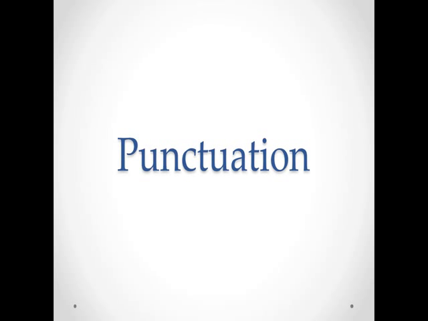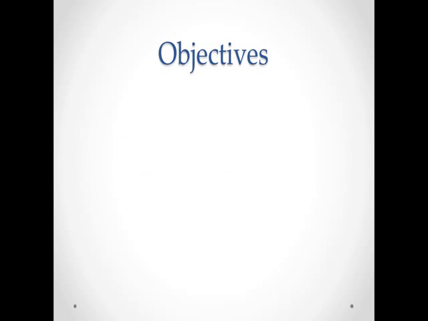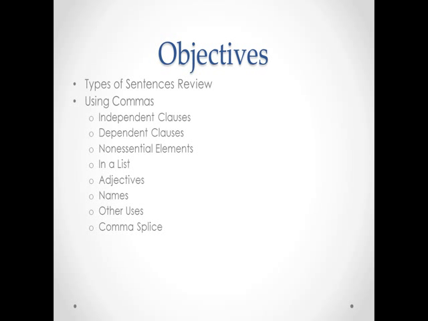Today we're going to talk about punctuation. So we're going to start with talking about sentence structure. Then we're going to talk about using commas with independent clauses, dependent clauses, non-essential elements, in a list, with adjectives, with names, other uses of commas, and also what a comma splice is. And we're going to talk about semicolons, quotation marks, and the colon.